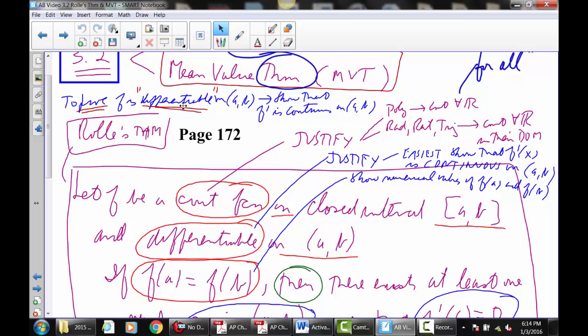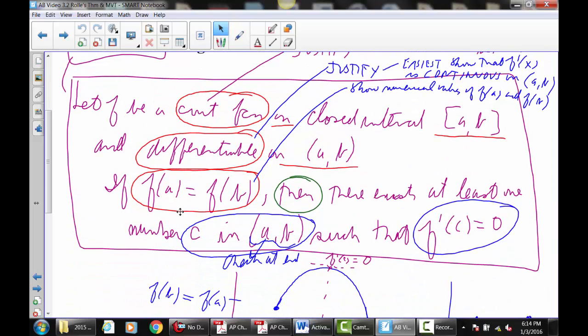Now, to be differentiable, all you have to do is show that the derivative of the function is continuous on the interval. If f prime is continuous on the interval, that means f prime exists everywhere on the interval, which means f is differentiable everywhere on the interval. Third condition, f of a has to equal f of b. If all three of these conditions are met, and you have to show me that all three are met, then absolutely there has to exist at least one number c in between a and b, such that f prime of c has to be 0.